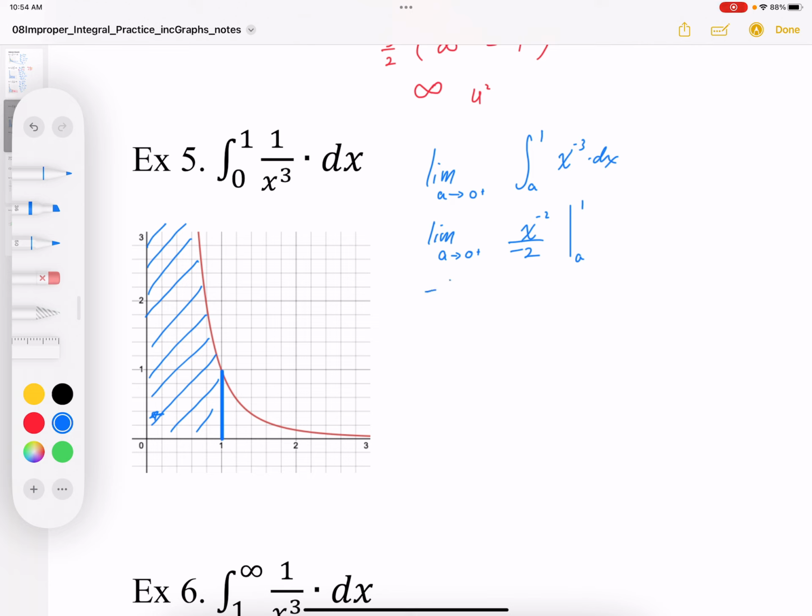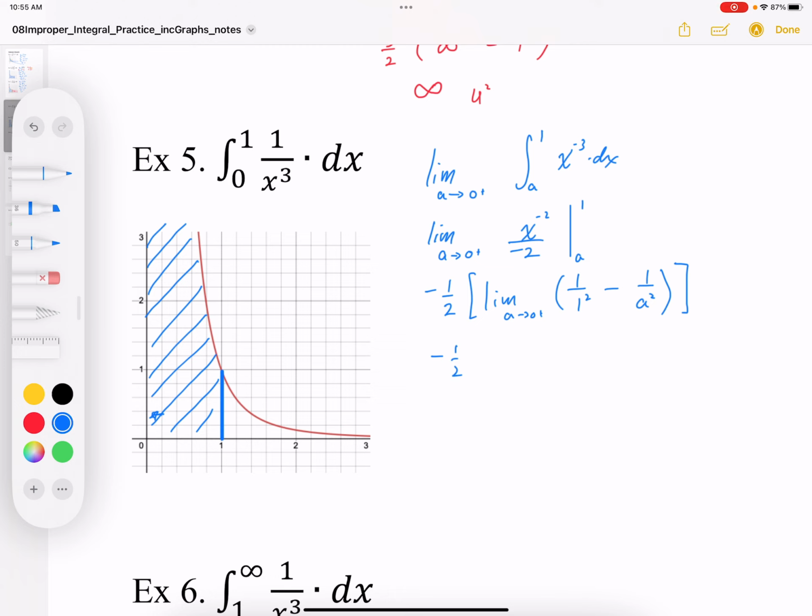So factoring out that negative 1/2, the limit as a approaches 0 from the positive side, and this is going to be 1 over x squared. I'm going to skip a step here. I'm just going to plug in my bounds. So 1 over x squared, my upper bound is 1. My lower bound is a, so 1 over a squared, like that.